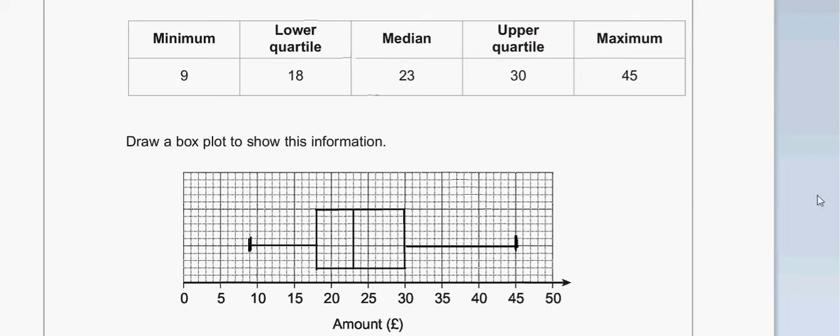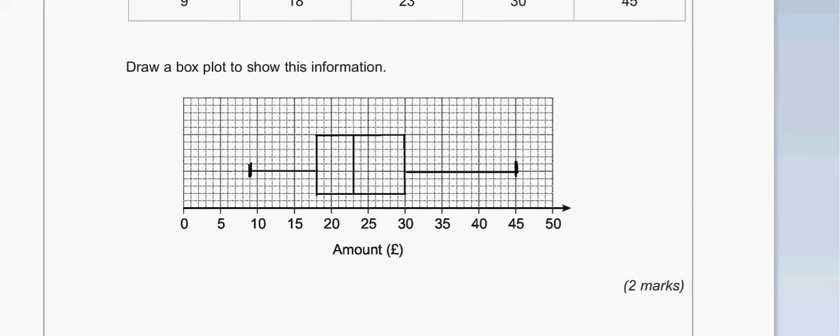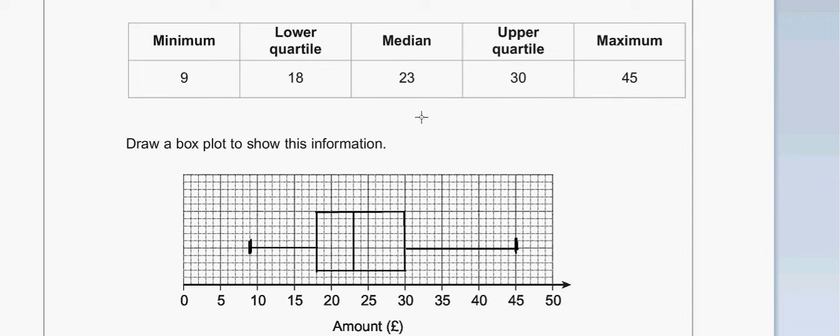That's it. I don't know how many marks they give us for that. Oh, 2 marks. So this is our lowest value here, our highest value here, and then the 2 quartiles form the box, and the median is the line in the box. Okay, nothing more complicated than that. So I'll pause and I will go on to the next question.